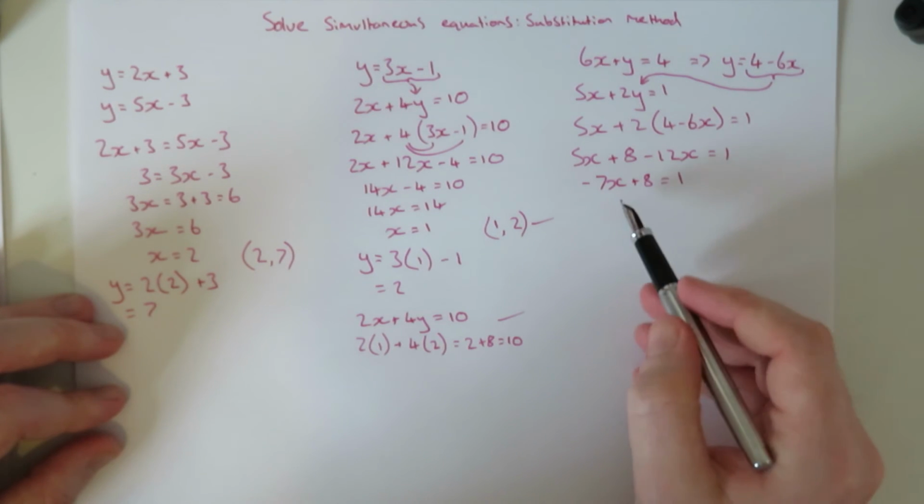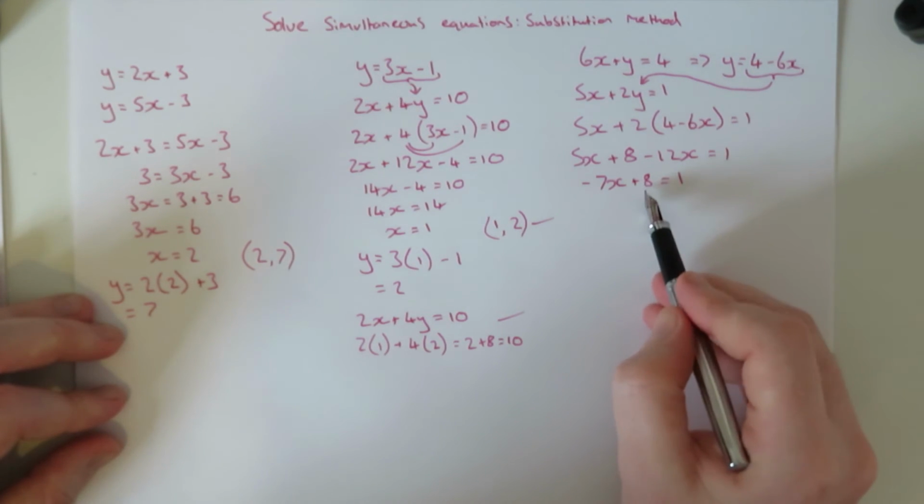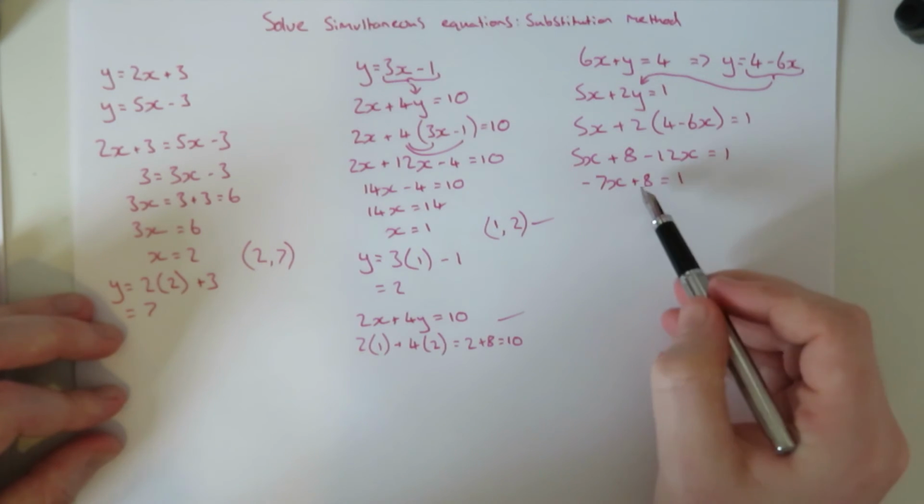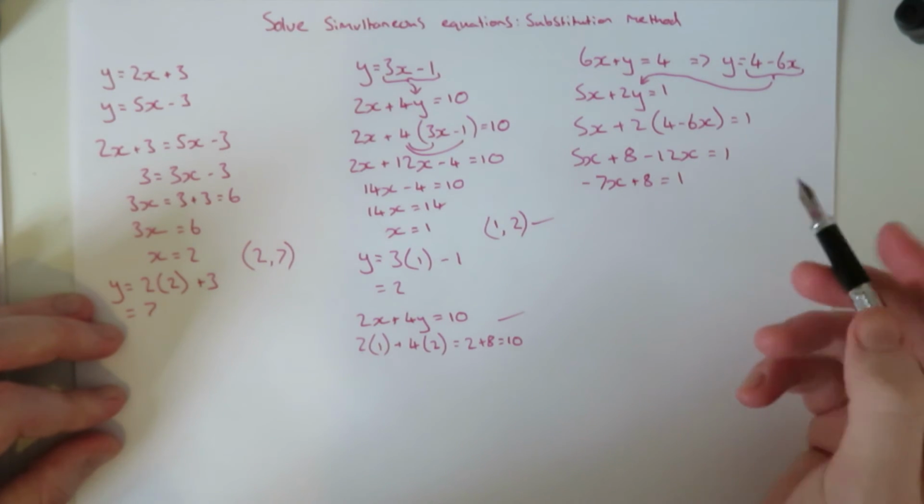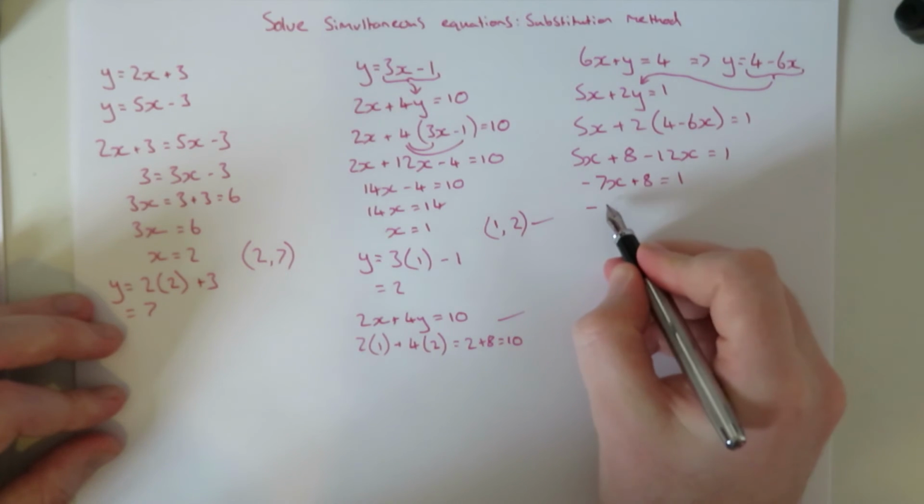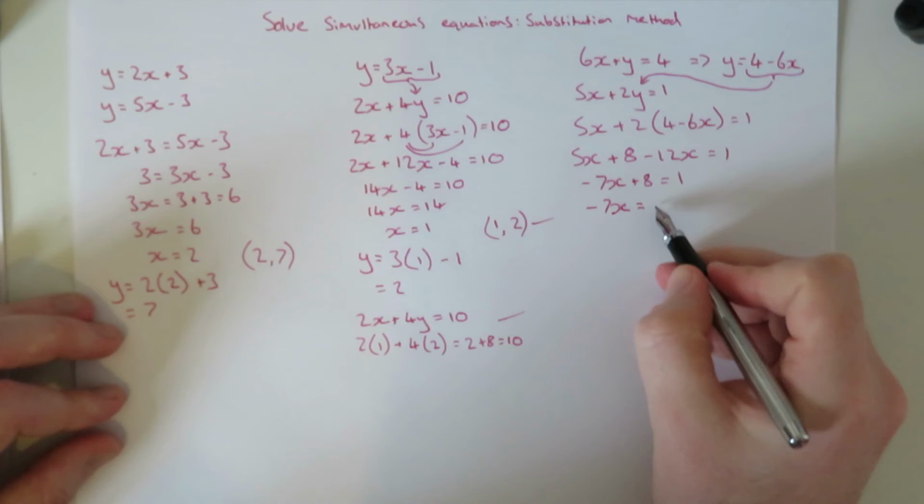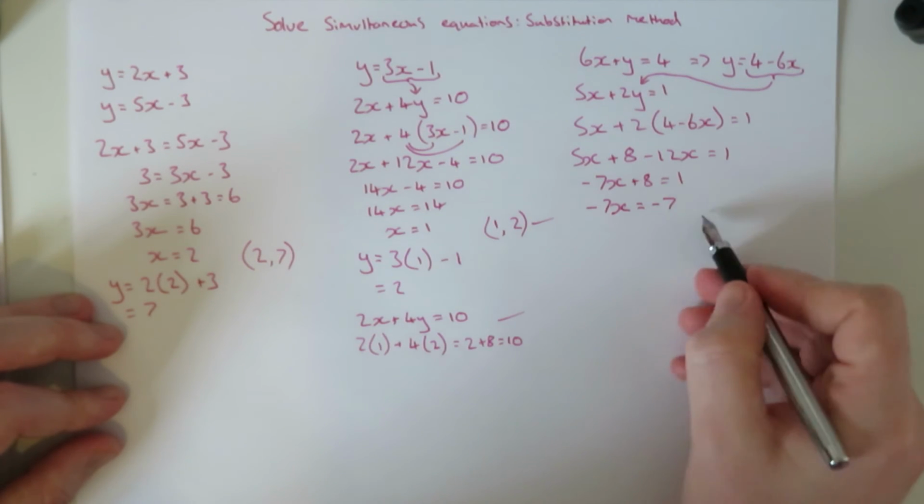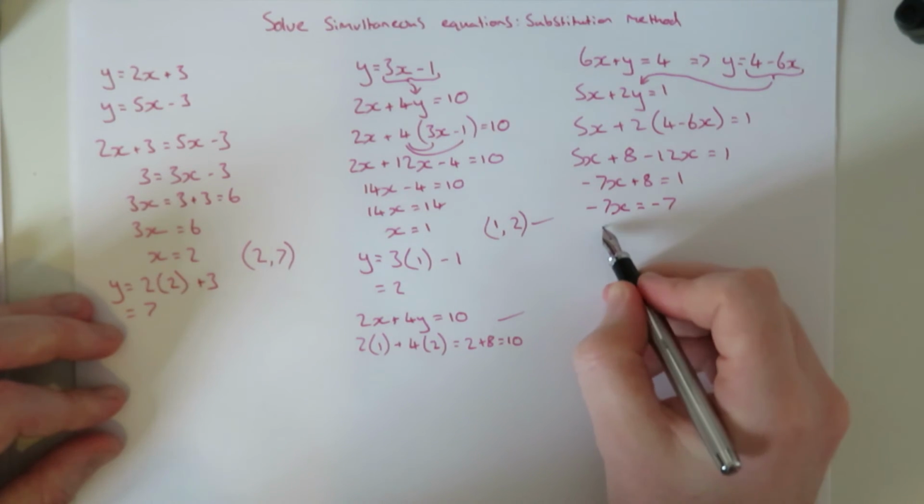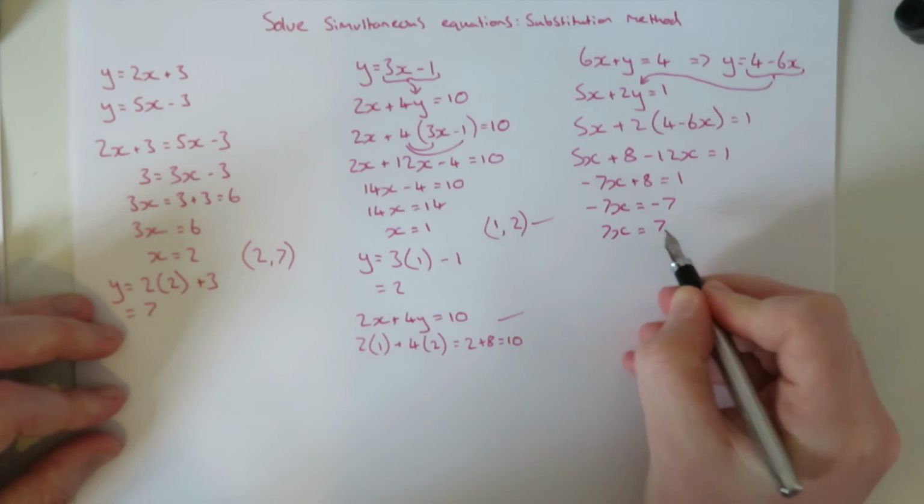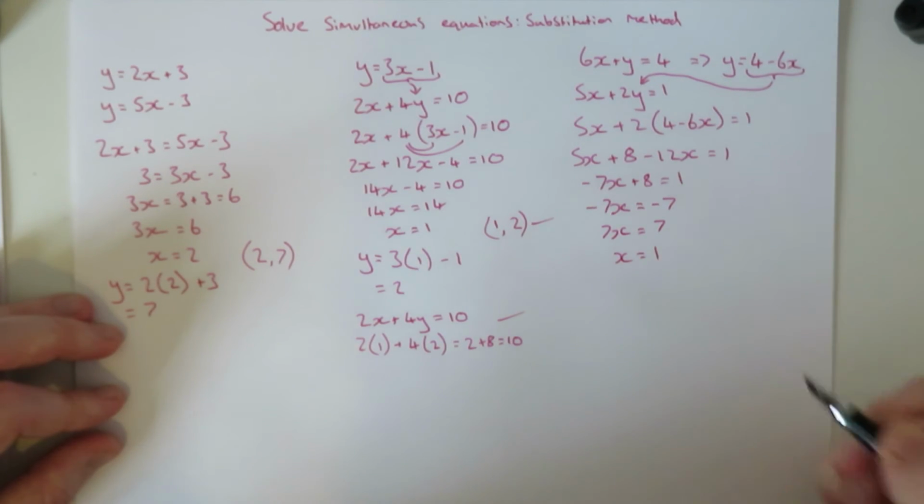So then here we can get rid of the positive 8 by subtracting 8 from both sides. Minus 7x is equal to 1 minus 8, it's minus 7. Times both sides here by minus 1, so we have 7x equals 7, x is equal to 1.